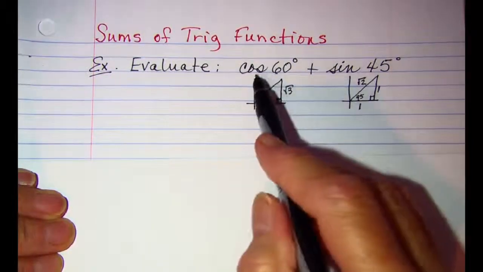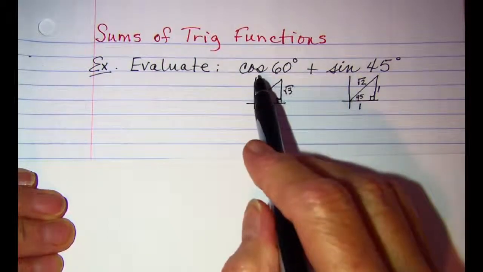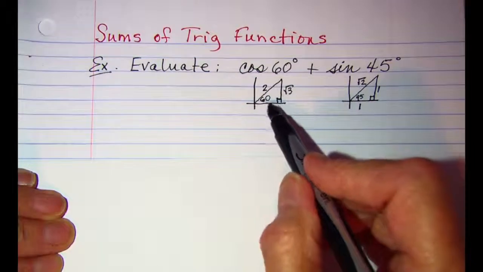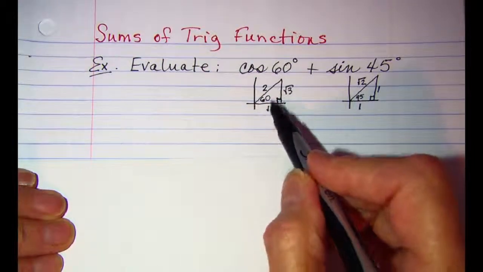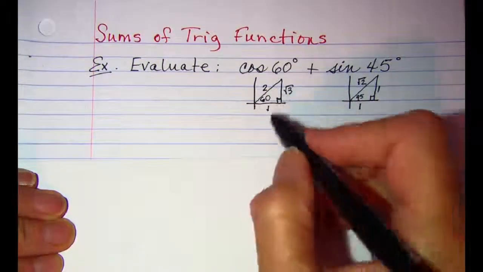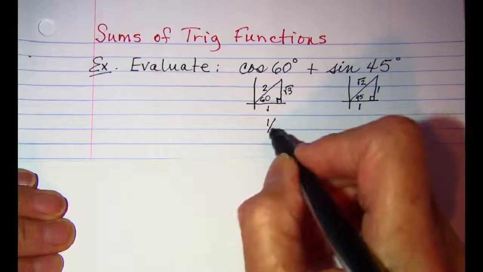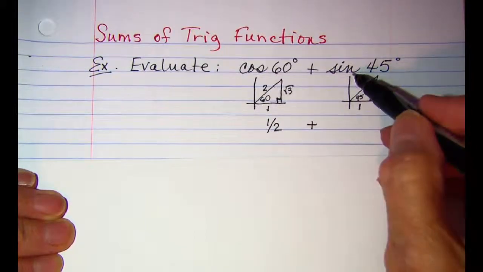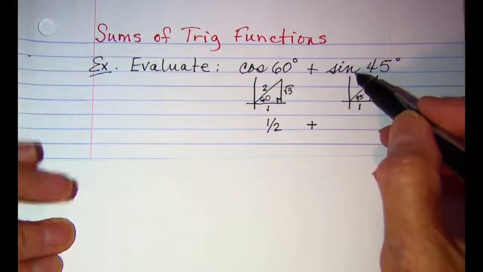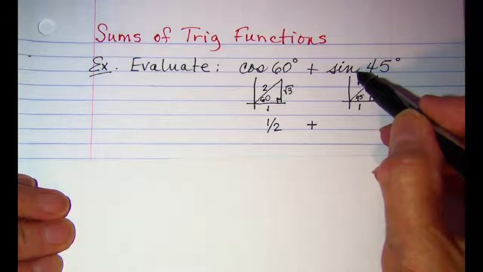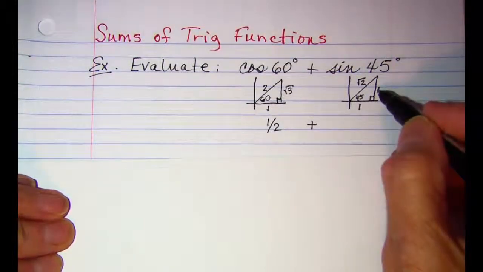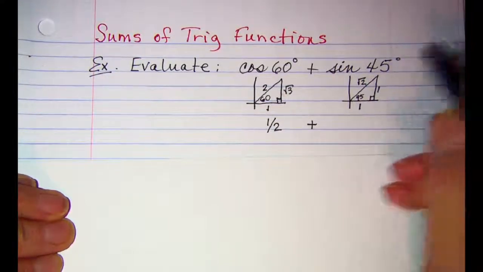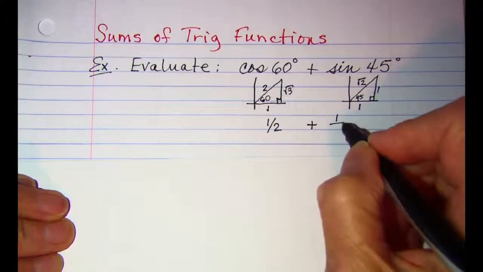All right, so cosine of 60. Cosine is defined as adjacent over hypotenuse. So my adjacent side is 1. My hypotenuse is 2. So the cosine of 60 is 1 over 2. The sine of 45, sine is defined as opposite over hypotenuse. So the opposite side would be 1. The hypotenuse is root 2, so we have 1 over root 2.